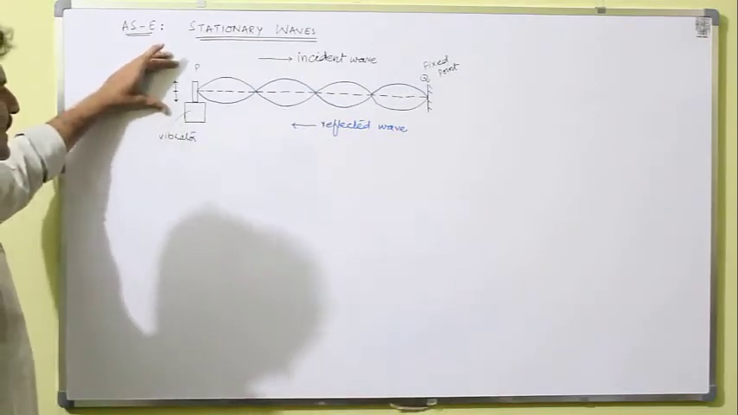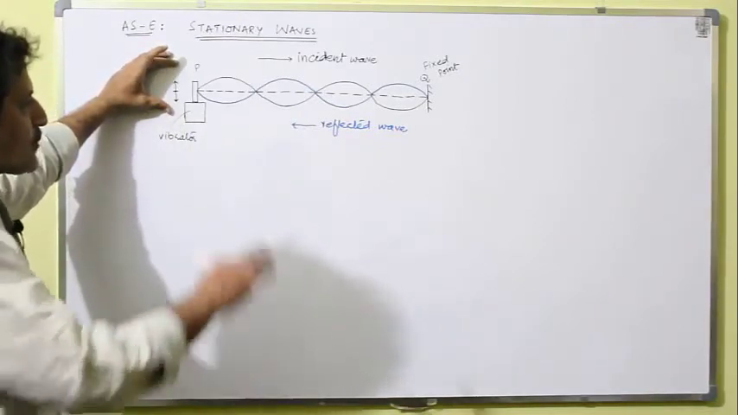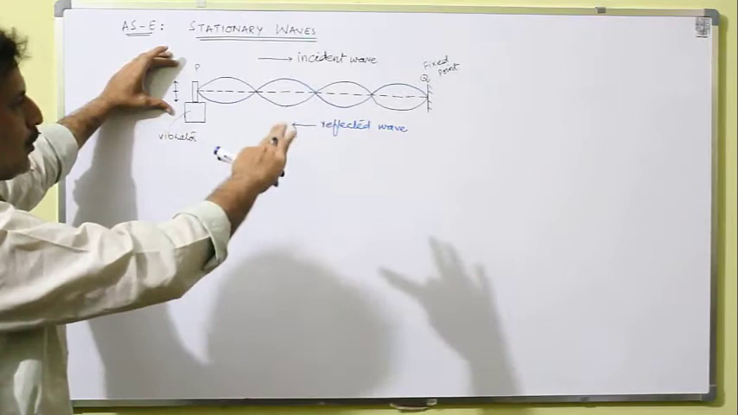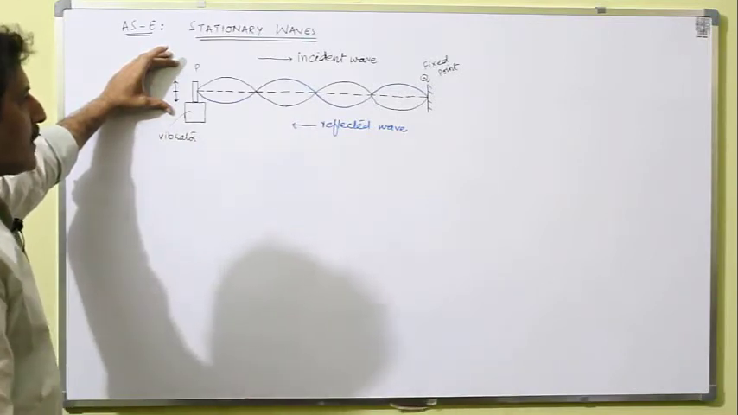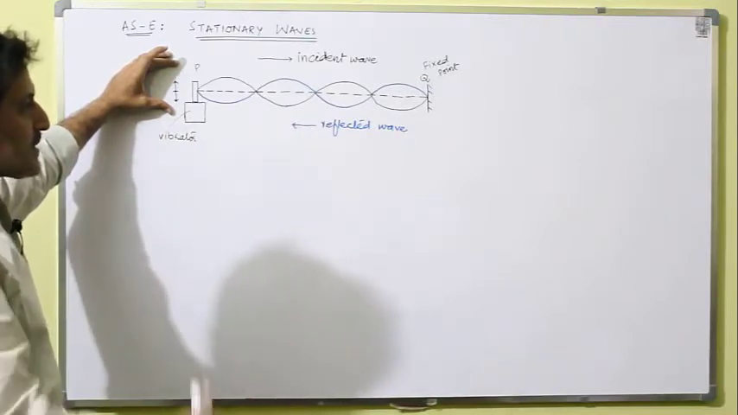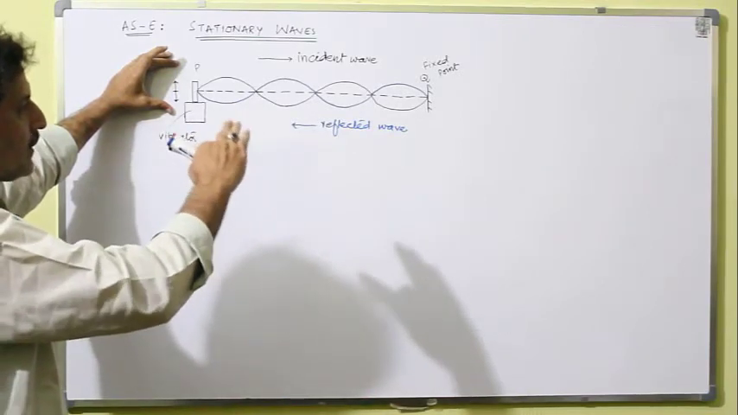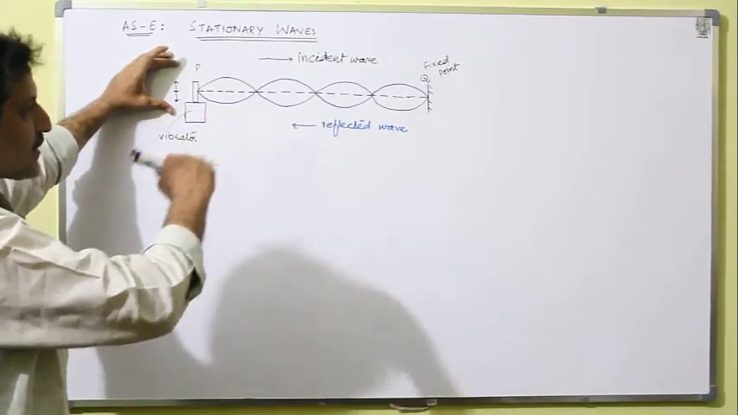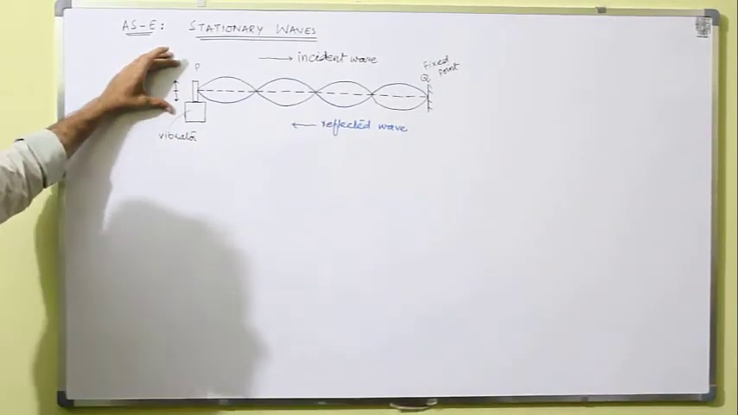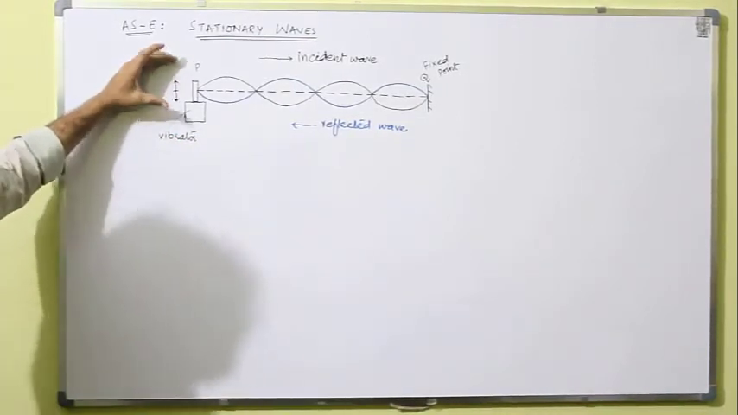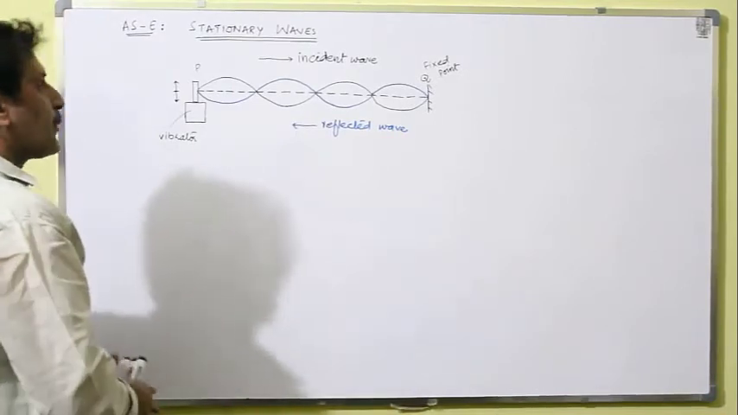Stationary waves, basically it is the name given to the waves because of the rest profile of these waves. Because the stationary waves cannot be seen as the moving waves, their profile can be observed in the rest form. That's why these waves are called the stationary waves or the standing waves. How can we produce the stationary waves?